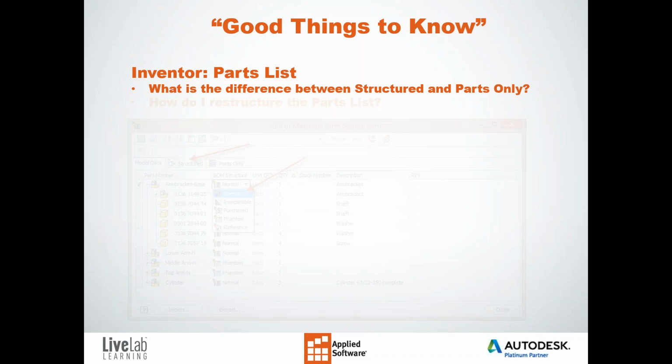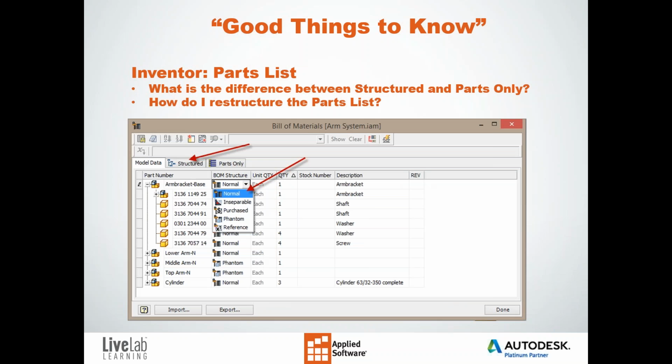Now, as I mentioned, there are some BOM structures that you can define in here. So if we were to go in and set this arm bracket base to a phantom object, it would take those items that you're seeing below that, the 3.1, 3.6, and so forth, down through that list, and promote them up to the top level. So they would show up as a line item in your parts list. However, the ones that are set to normal, like lower arm and cylinder, would list as an individual item.